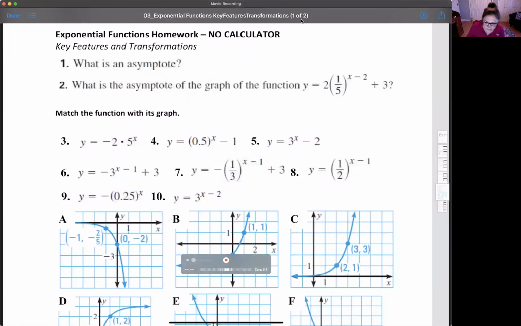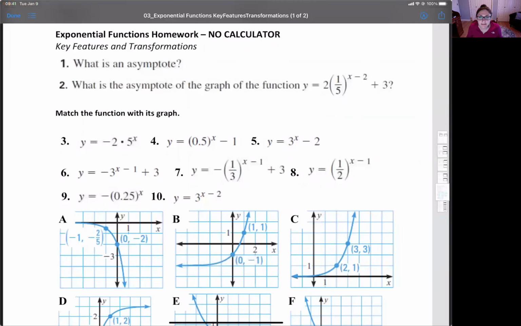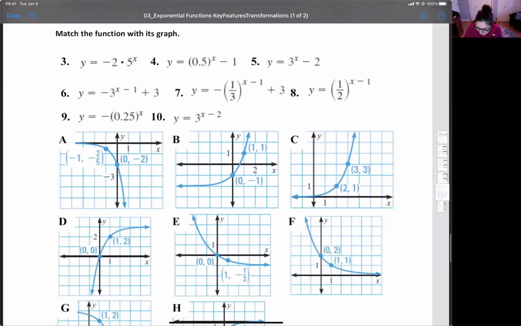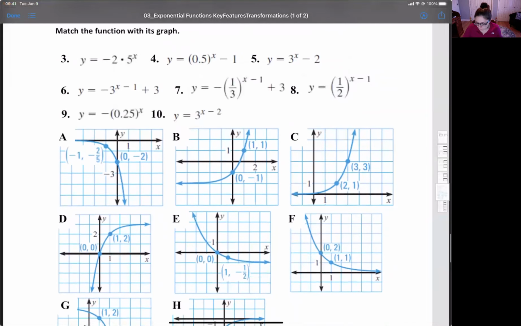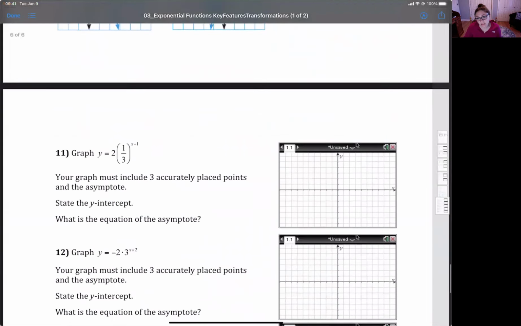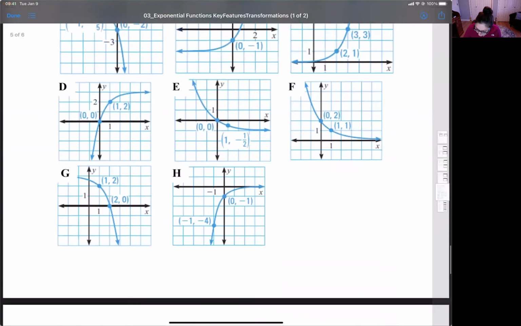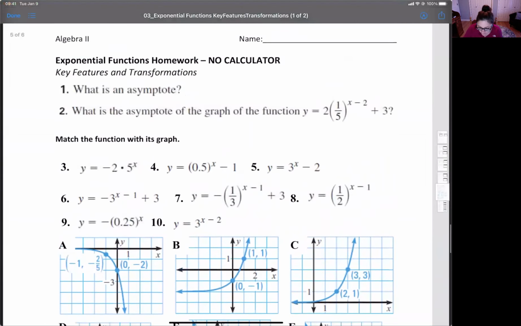Hi guys, today we're going to take a look at some more graphing practice. So we're on pages 16 and 17 in your unit notes packet. We're going to look at some matching graphs, and then we're also going to look at some problems where we have a function that we're going to graph ourselves. So to start, let's actually talk about some of the features that we're going to see in our graphs.